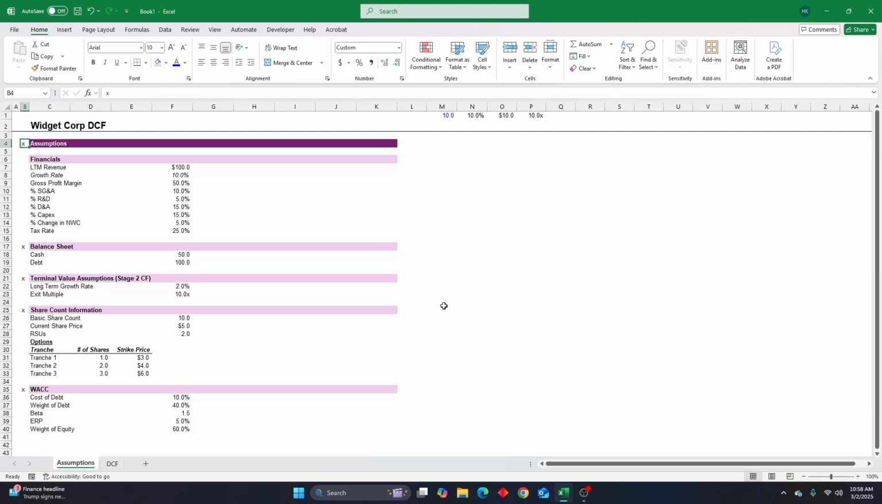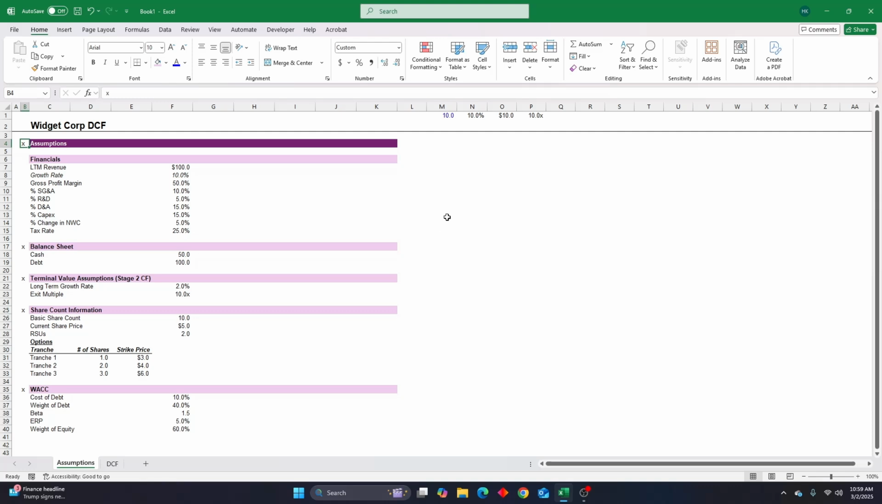So we have our gross profit margin, our SG&A, our R&D, and then our D&A, capital expenditures, and percent changes in net working capital. We're going to assume a tax rate of 25%. For the key balance sheet data, we're going to have $50 of cash with $100 of debt. So that'll be net debt of 50. For our terminal value assumptions, or our stage 2 cash flow assumptions, we have a long-term growth rate of 2% and exit multiple of 10 times. And then we'll also have some share count information so that we can get to a price per share. And then lastly, we have our WACC, which is going to be your discount rate.